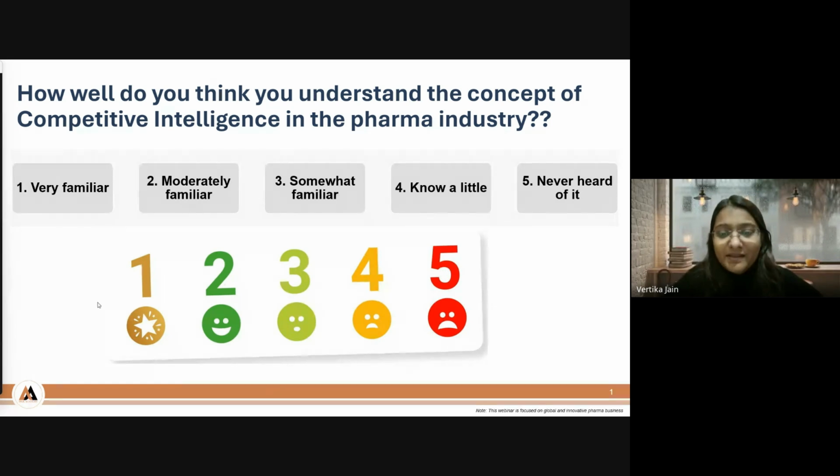Please head to the symbol button. There's a symbol on the right side of your screen, which has a triangle, square, and a circle. Please click there. You will see a polls option. Click on the polls option and you can choose the option that you want to put in.